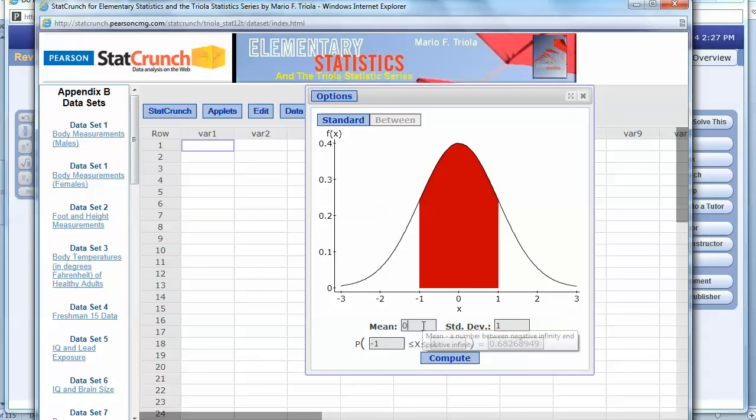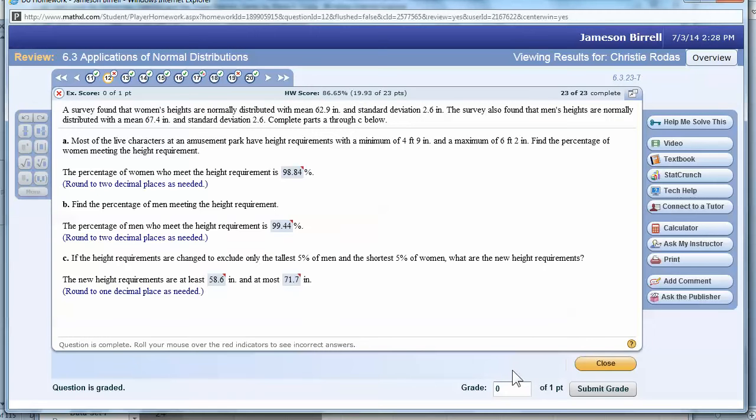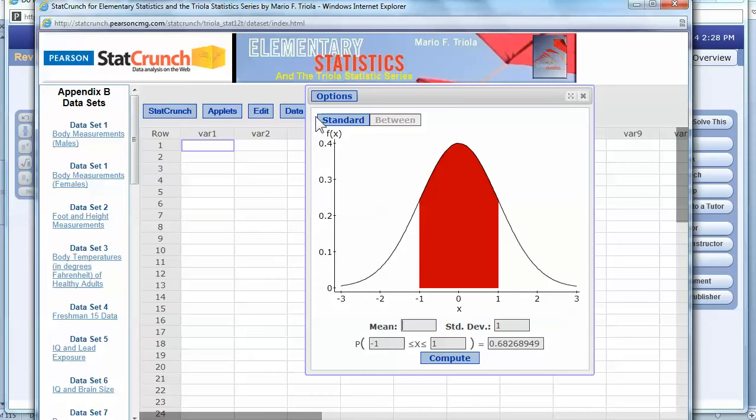StatCrunch now, StatDisk, the TI-83 can all do the in-between as part of a function. I don't know if Excel can. I haven't done Excel in a long time for this because I went to the calculator when I found out that worked, and I stopped using anything else except for the calculator until I found that they made this feature available. 62.9.